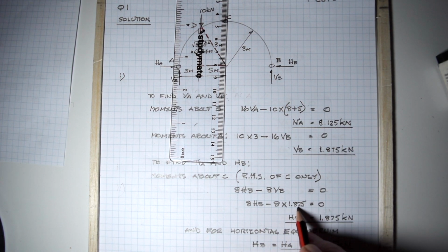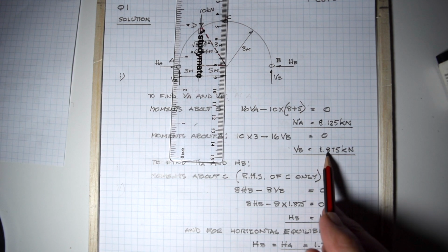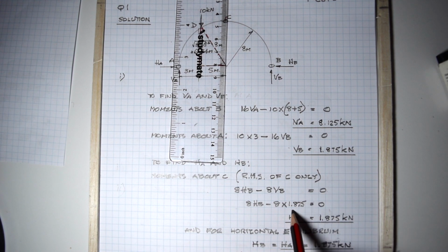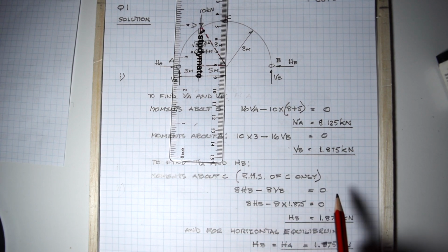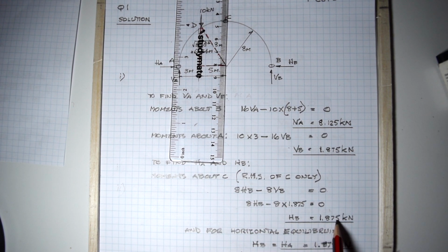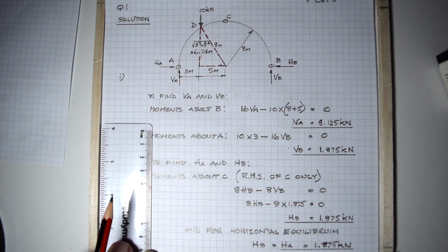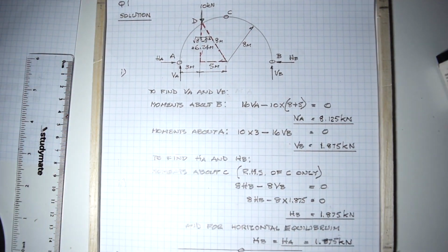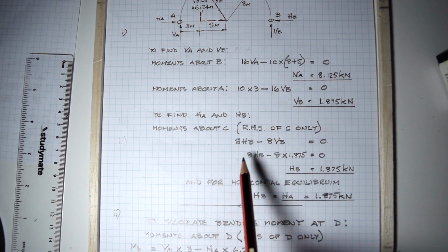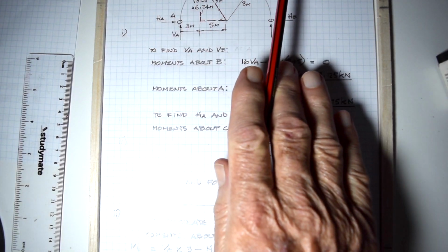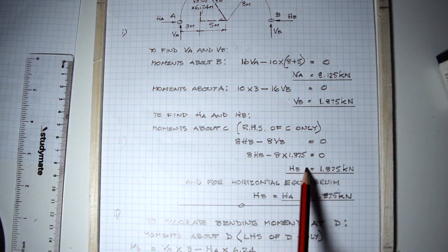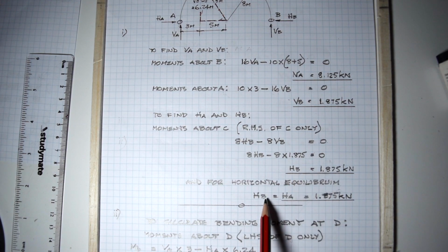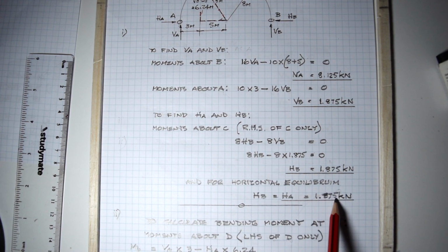But you do know what VB is because you've computed that. It's 1.875 kilonewtons. So if you substitute it in this equation and you solve for HB, you'll find that HB also happens to be 1.875 kilonewtons. Okay? And as we said earlier, for this thing to be in equilibrium horizontally, HB must equal HA. So if HB equals HA, it's also going to equal 1.875 kilonewtons.